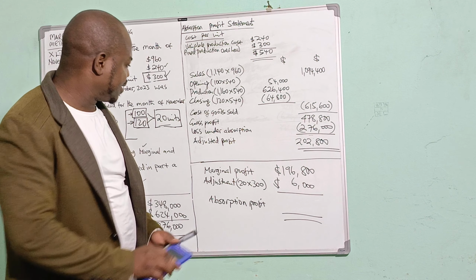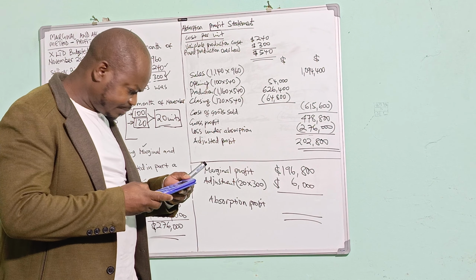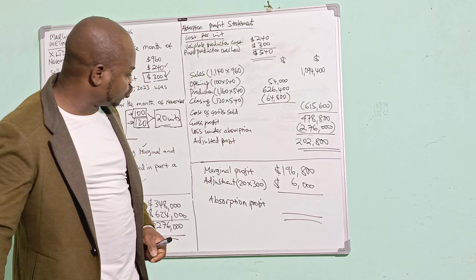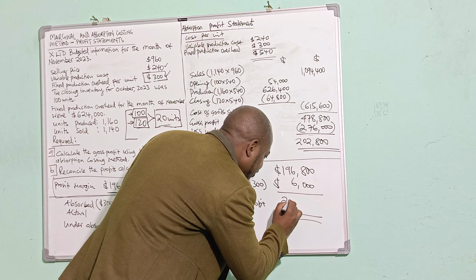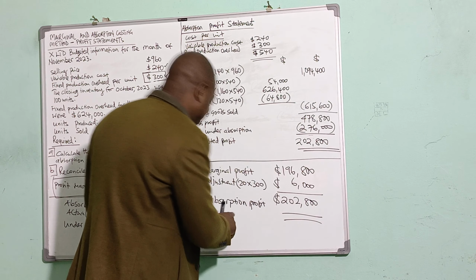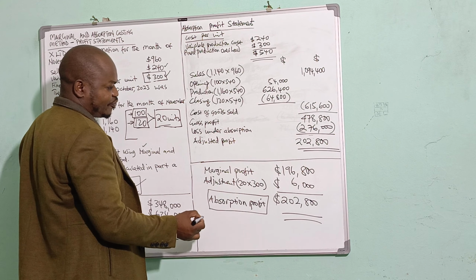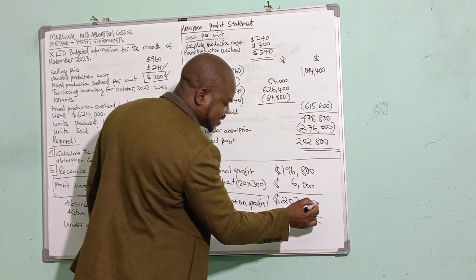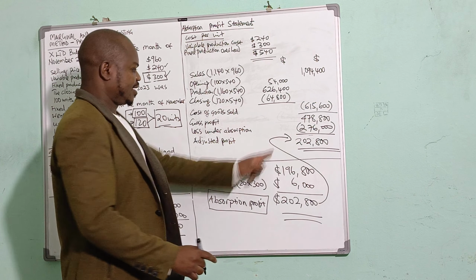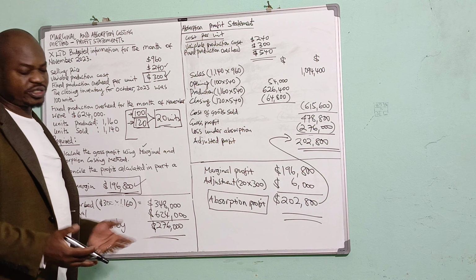Let's add there. 196,800 plus 6,000 gives $202,800. This should have been our absorption profit. Is it true? Yes. There, the absorption profit is here. This and that is the same. So we have reconciled.